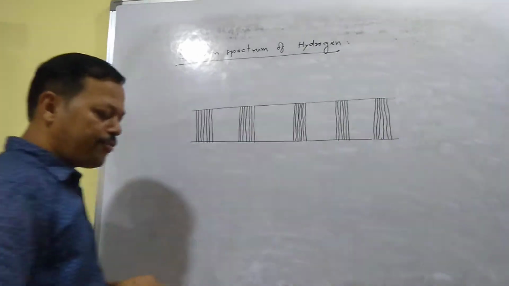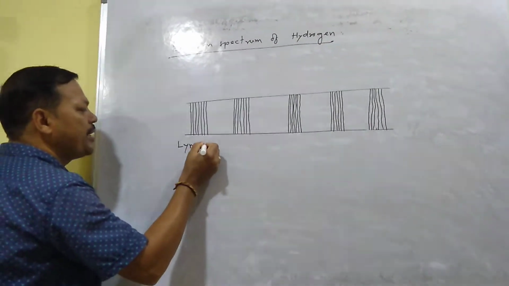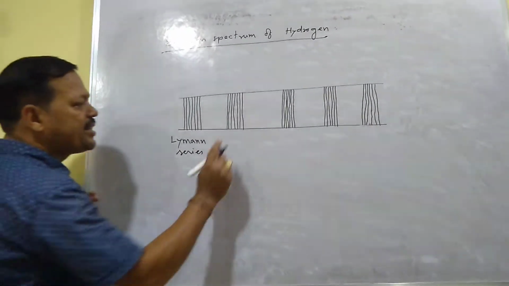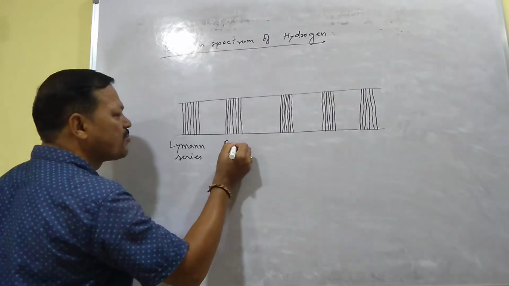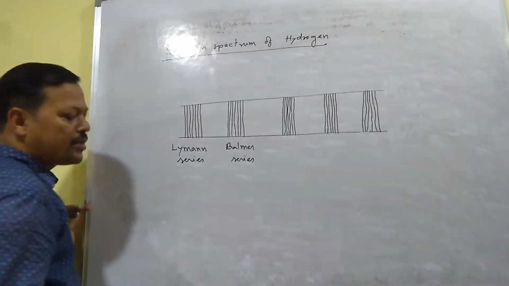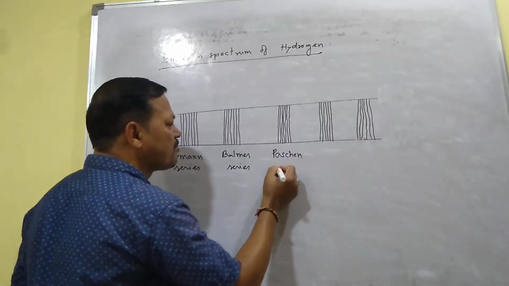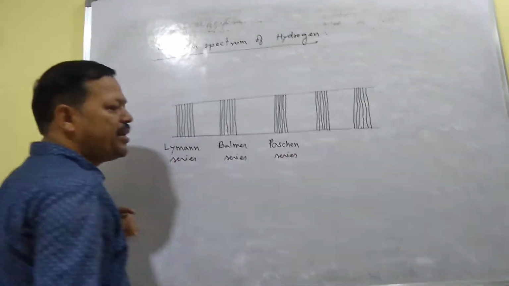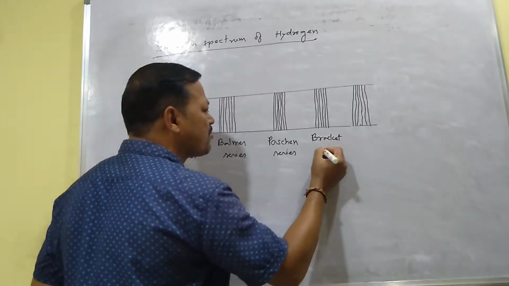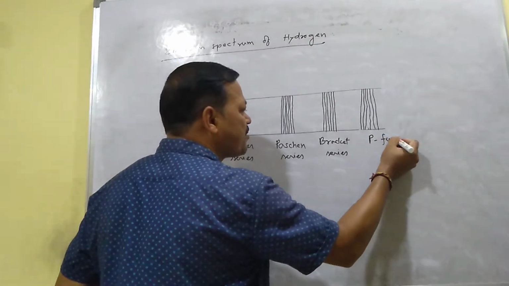The first series of lines is called Lyman series. Second series is called Balmer series. You should know about the series. Third series is called Paschen series. Next series is called Brackett series. And the last series is called Pfund series.